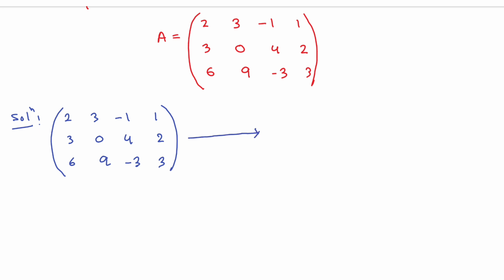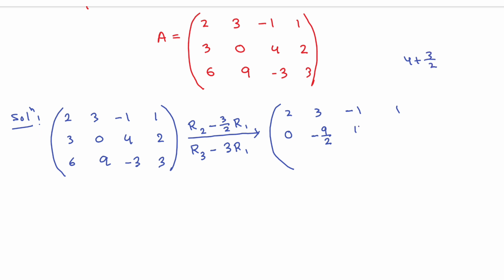Solution. So 2 3 -1 1, 3 0 4 2, 6 9 -3 3. First operation, we can change R2 to R2 minus 3/2 R1, and similarly R3 minus 3R1. So this is equal to 2 3 -1 1, and then 0 -9/2, and 4 plus 3/2, that means 11/2. And the last one is 2 minus 3/2, that means 1/2, and the last row is R3 minus 3R1. So this will be 0 0 0 0.